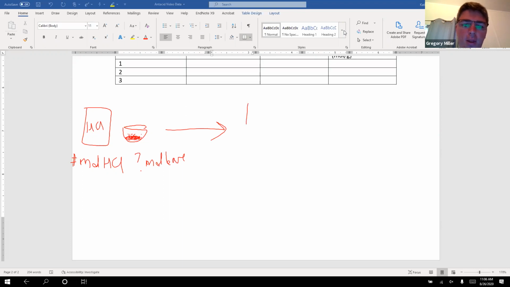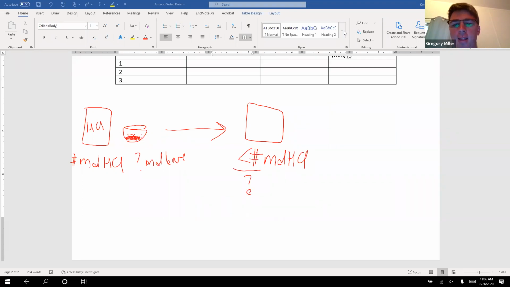What we end up with is our solution, and all of the antacid is consumed. That's why this is a back titration. We have some moles of base and we way overshoot that. So we have less moles of HCl now. So we don't know how many, but we know we have less.